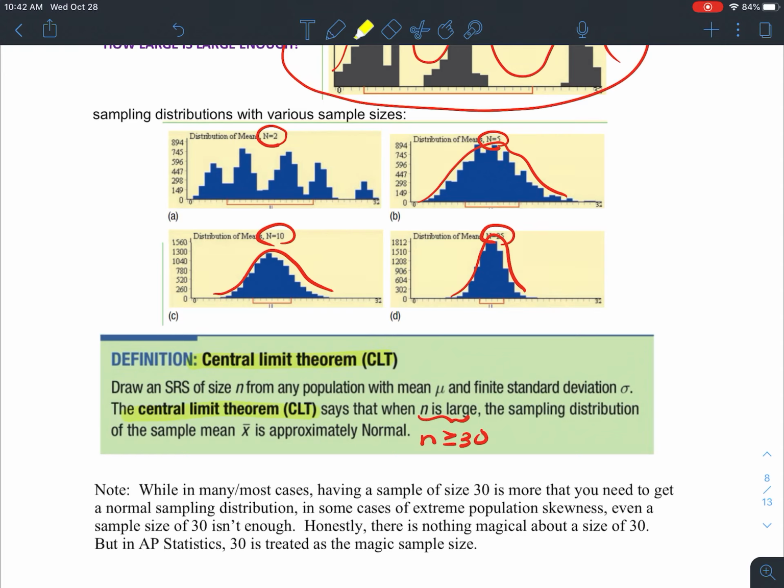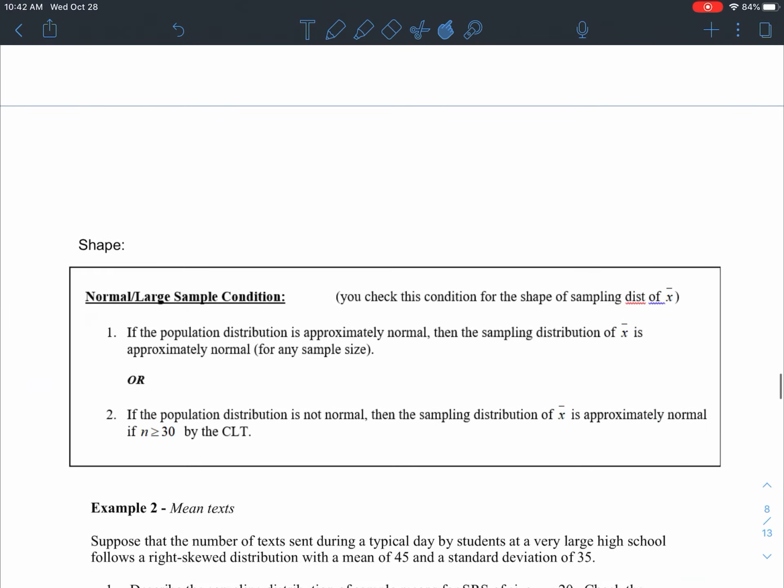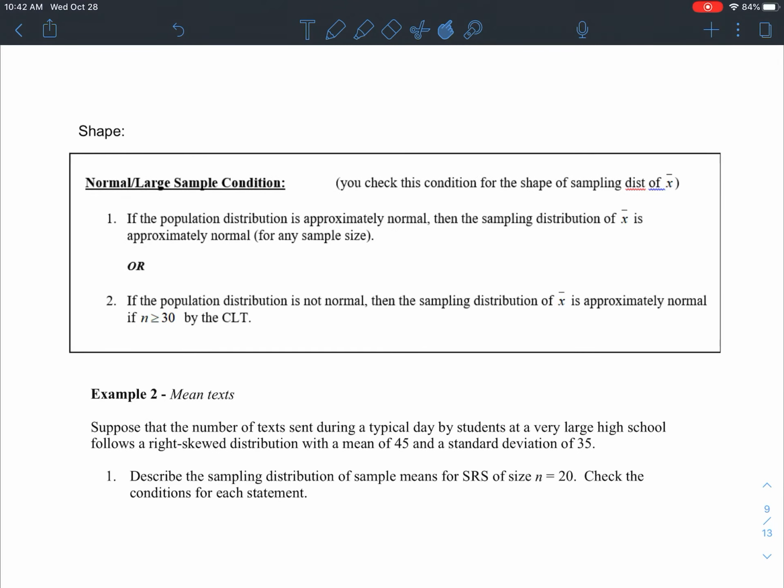The central limit theorem says as long as you're taking a large enough sample size, greater than or equal to 30, your sampling distribution for your X bar will be approximately normal. Okay, and it's saying down here, this is in most cases, that's a pretty safe sample size. Okay, we try to stay away from anything smaller than that in order to be able to conclude normality here.